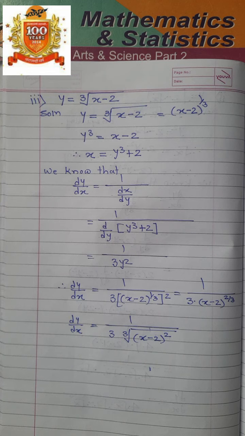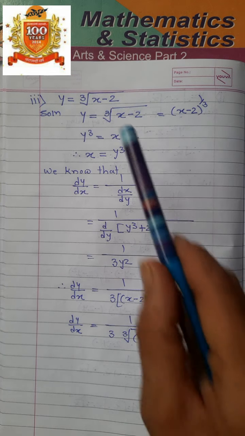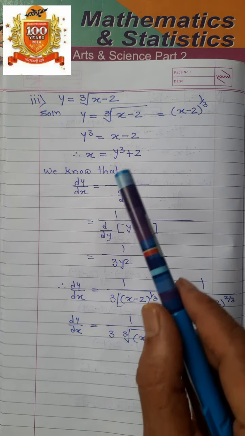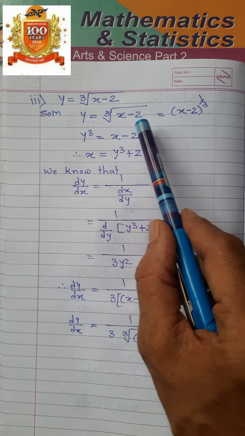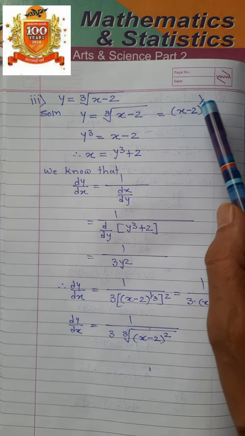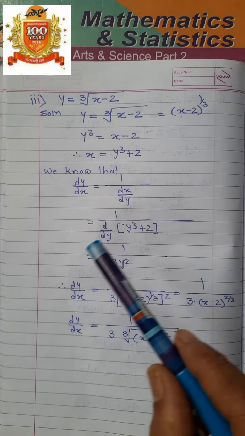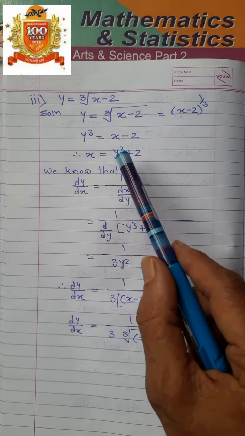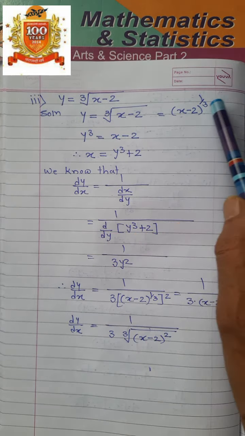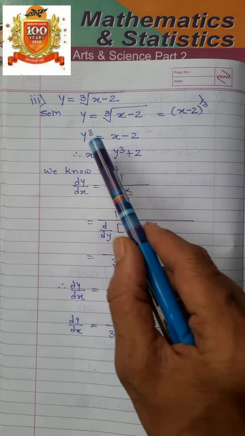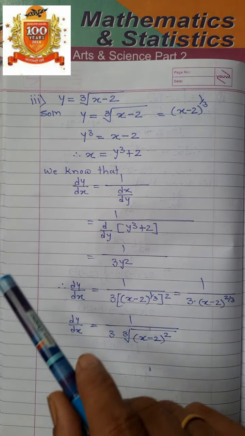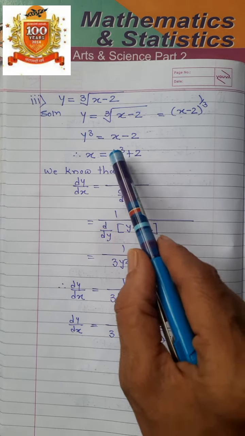Let us see third sum. Y is equal to cube root of x minus 2, that is, x minus 2 raised to power 1 by 3. Taking cube on both sides, we get y cube is equal to x minus 2, because the 3 gets cancelled. Y cube is equal to x minus 2. Therefore, x is equal to y cube plus 2.